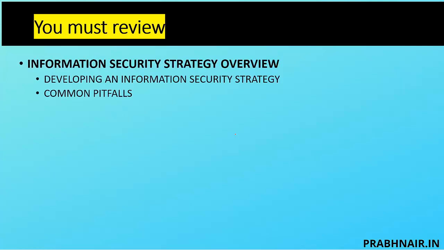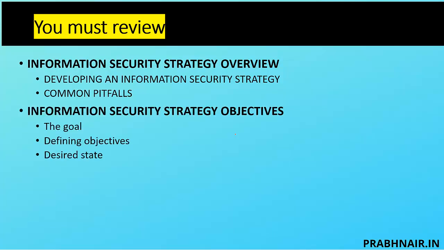The next part is called information security strategy overview. When we're developing an information security strategy, we consider several aspects. But we also have some pitfalls. You need to have a good understanding of the pitfalls. Information security strategy objectives start with the goal. We need to define the objectives, and we should also define the desired state. It means what we need to achieve.